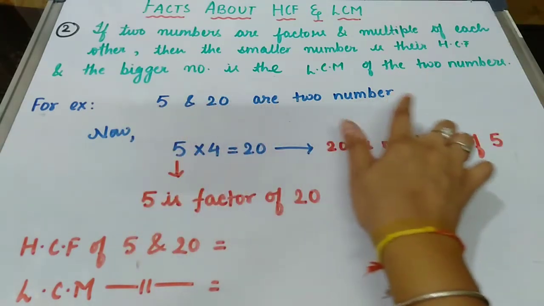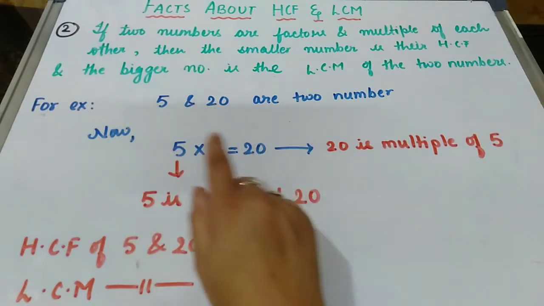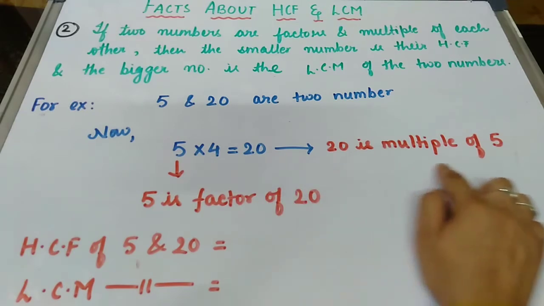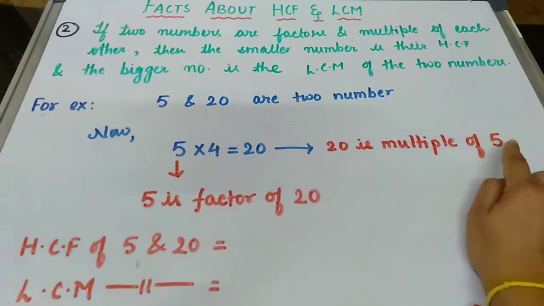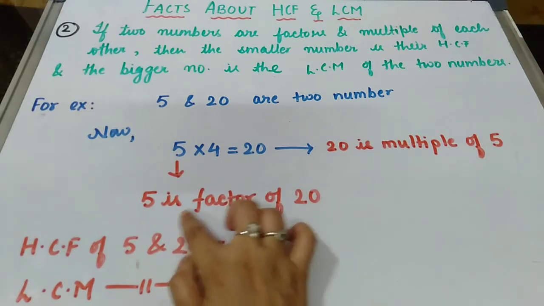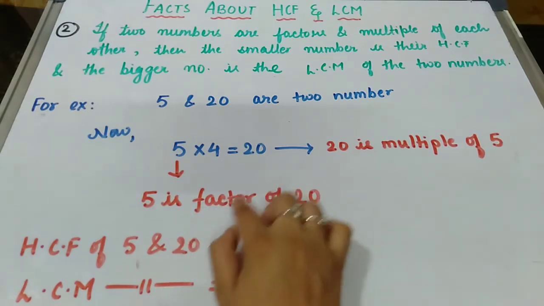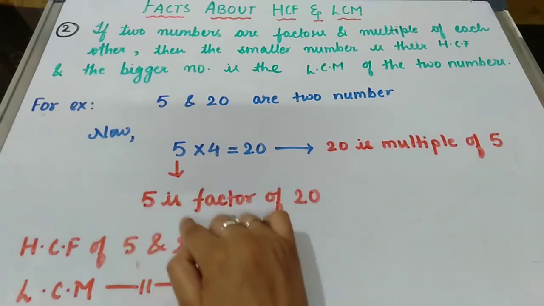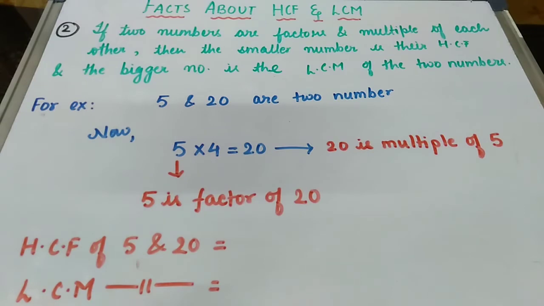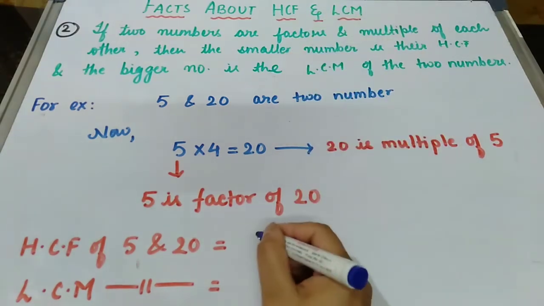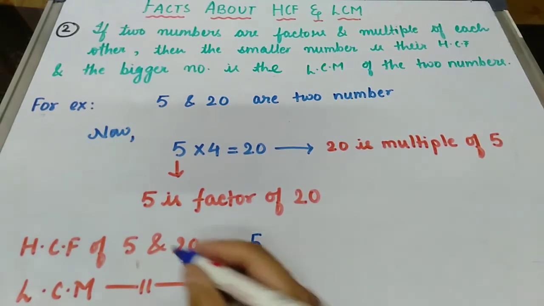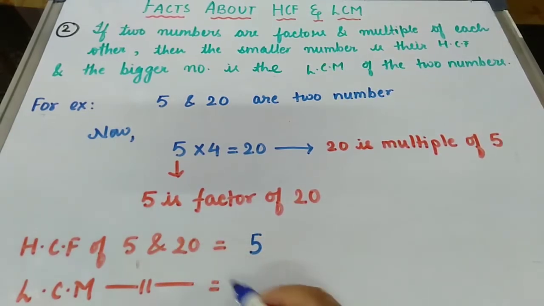5 and 20 are two numbers. Now as we know that 5 fours are 20, we can say that 20 is a multiple of 5 because it comes in the table of 5, and 5 will be the factor of 20. Why? Because 20 can be divided completely by 5. That's why it will be a factor. Okay, now as per this fact, 5 is smaller, so it will be the HCF, and the LCM of 5 and 20 is the bigger number, so 20 will be the LCM.